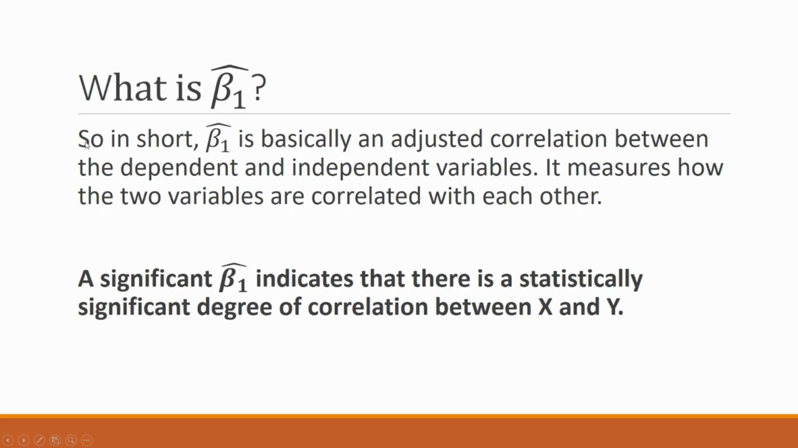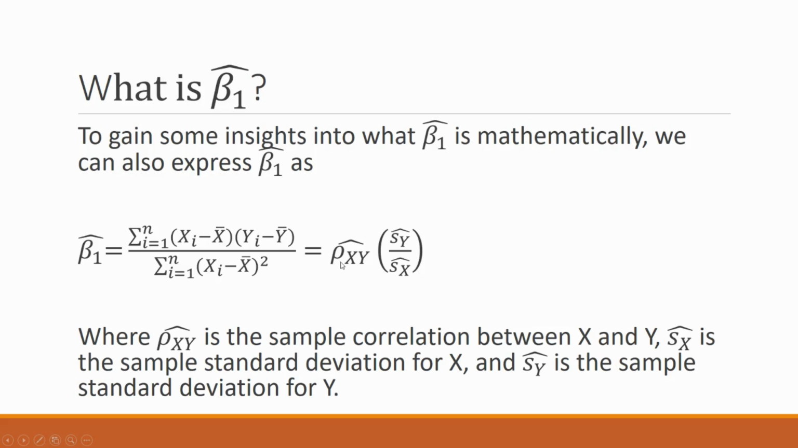So in short, beta 1 hat is basically an adjusted correlation between the dependent and independent variables. It measures how the two variables are correlated with each other. A significant beta 1 hat indicates that there is a statistically significant degree of correlation between x and y. All right, so that gives us an idea of what beta 1 hat is, how we calculate it, and what it means. We're actually going to do this in the demo.